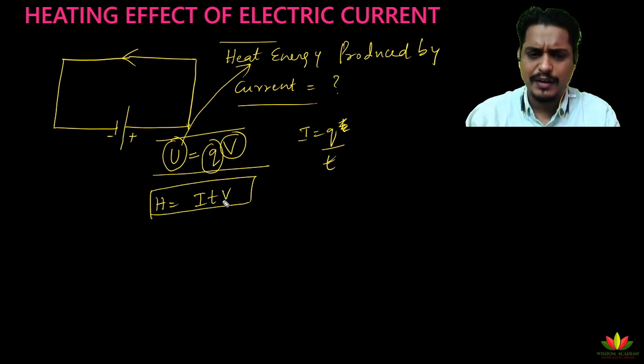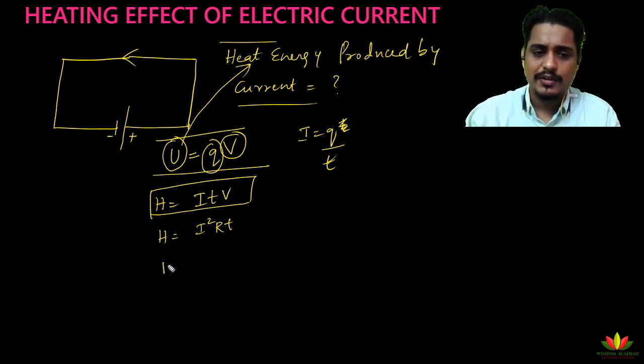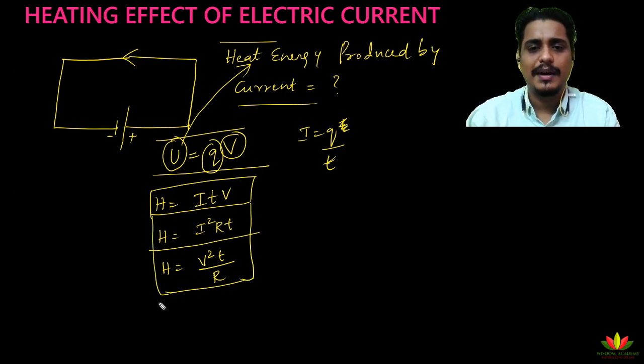I can further simplify it. We know that V is equal to IR. So I can also write H is equal to I square RT. We know that I is equal to V by R. We can also write H is equal to V square T by R, because V into V will become V square. So these three formulas will give you the heat produced by the current when it is moving through any conductor.